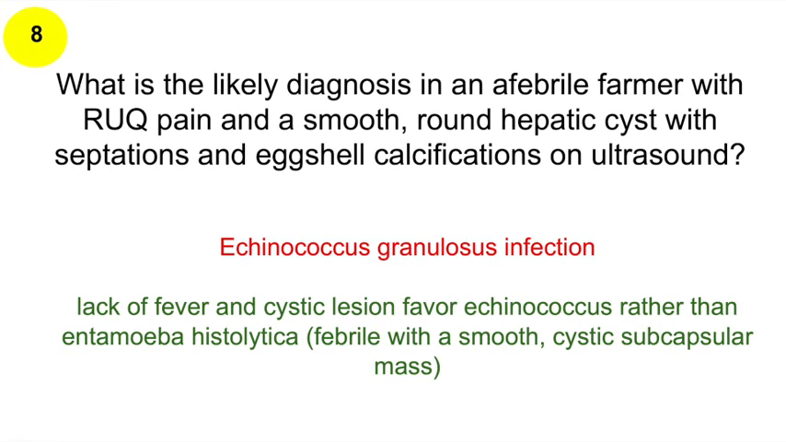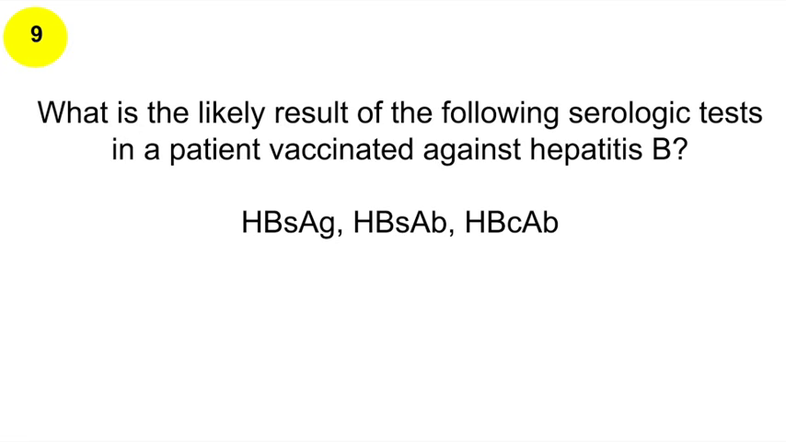What is the likely result of the following serologic tests in a patient vaccinated against hepatitis B? So the question is basically asking, if a patient is vaccinated against hepatitis B, what changes would you see in the hepatitis B surface antigen, the hepatitis B surface antibody, and the hepatitis B core antibody?